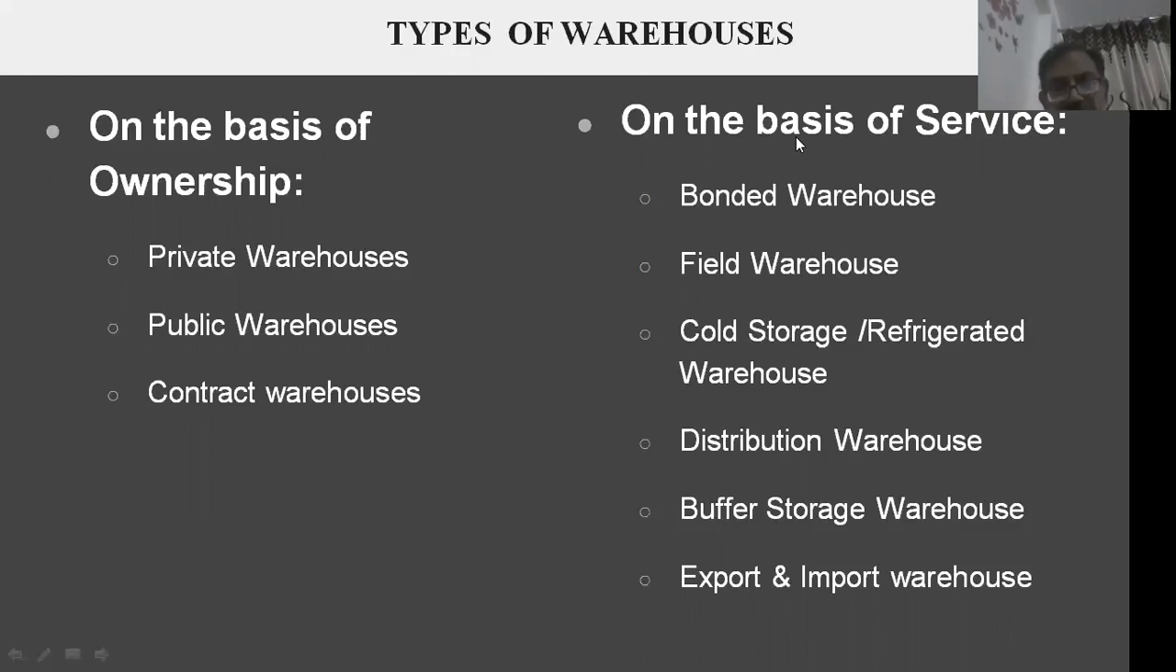Distribution warehouses are usually used for distribution purpose. They usually work as a hub and spoke model. For example, we are creating a distribution network for Bihar. At Patna we have created a big warehouse, and in other districts we have created small warehouses to cater to the requirement. This kind of warehouse is a distribution warehouse.